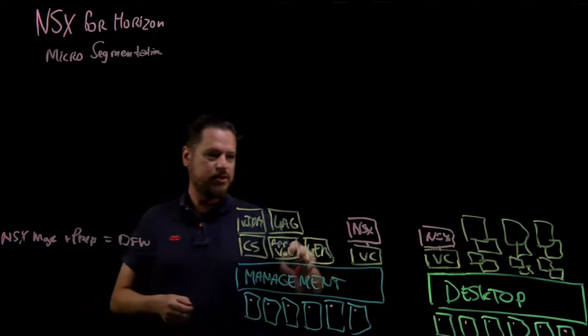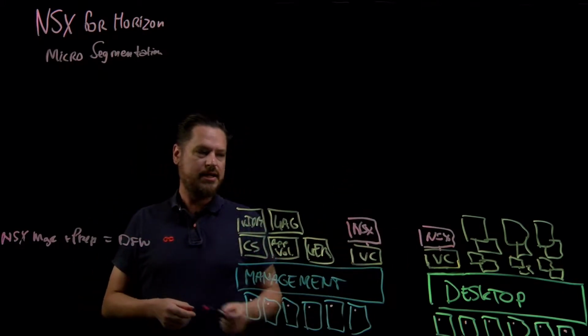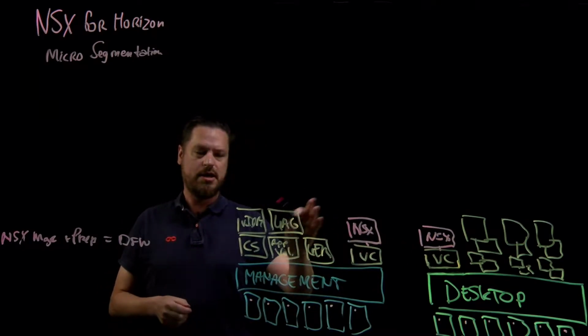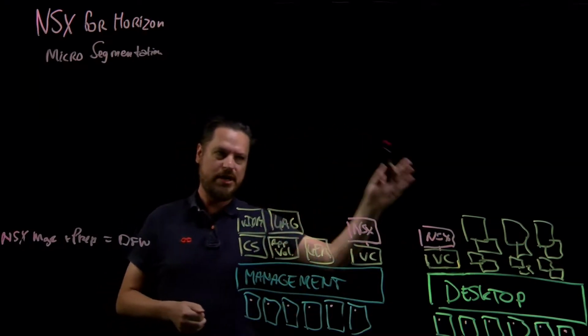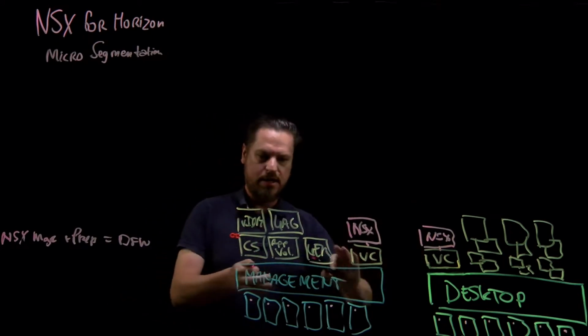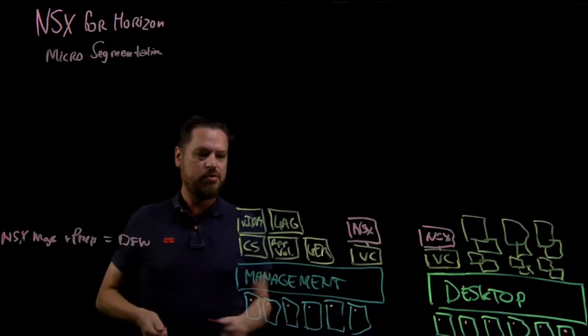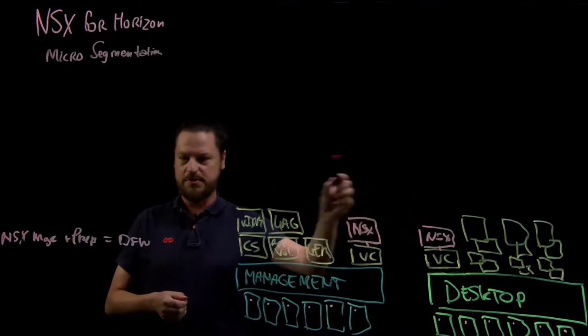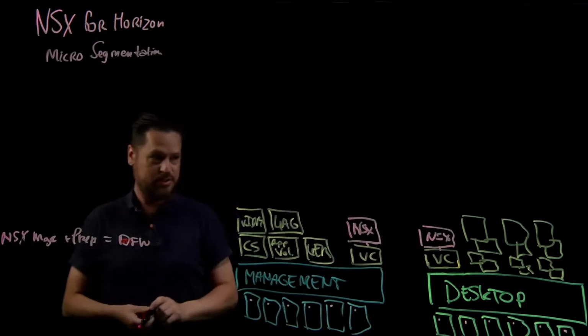What we also can do is link these NSX together. So we have a primary and a secondary NSX. Pros for that is that we have one rule set we can use in both the management cluster and the desktop cluster. If we don't do that, we need to have something to synchronize the rule sets in between.